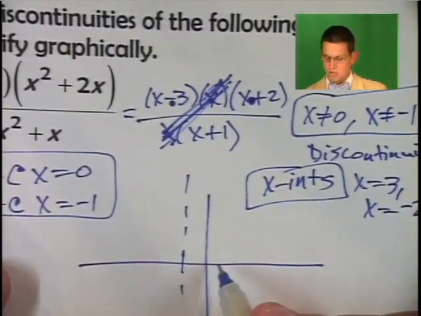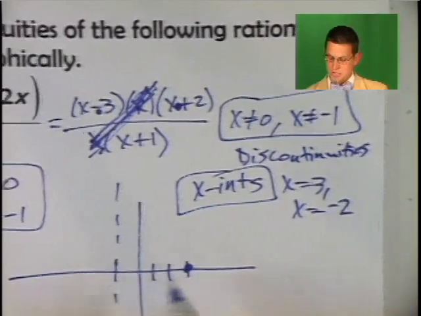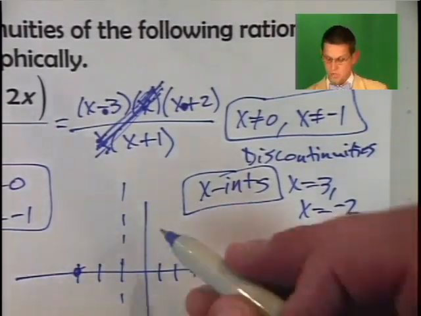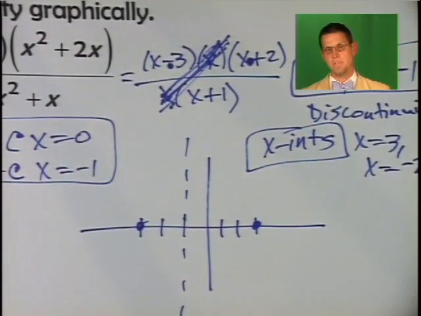We can actually plot those. 1, 2, 3. There is an x-intercept. And x equals negative 2. 1, 2. So we know it crosses there. We know that wherever x is 0, we have a hole. But what does the rest of the graph look like? Well, for that, we're going to go to the calculator.